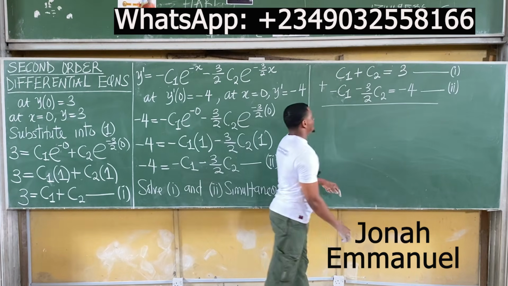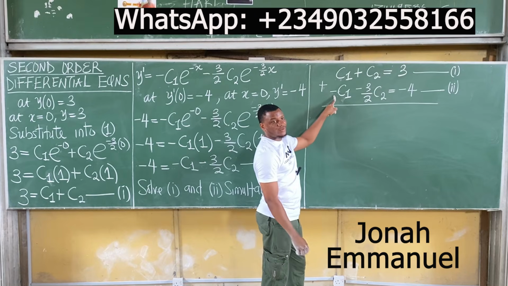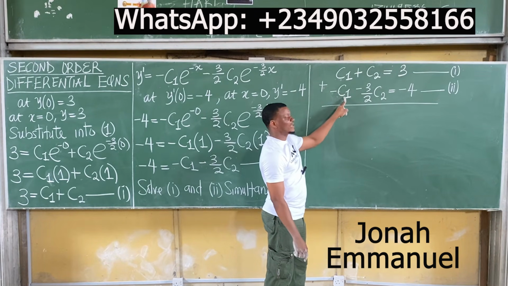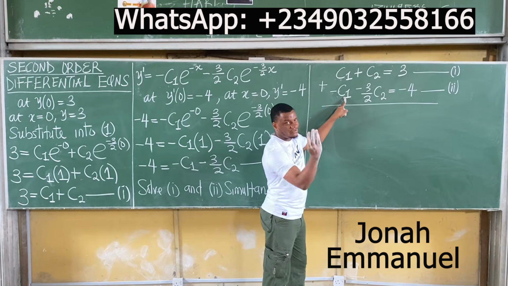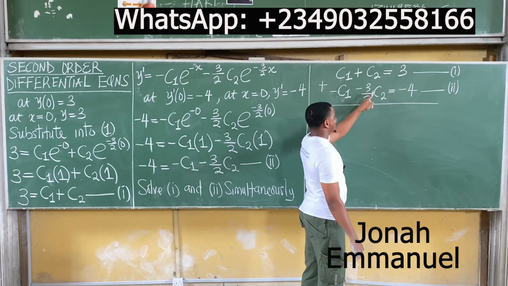What do I get? First things first, I have C1 plus minus. Plus minus gives you what there? Minus. To become C1 minus C1. That gives you what there? 0. It's off. That's it. Next up, let's take this and this.